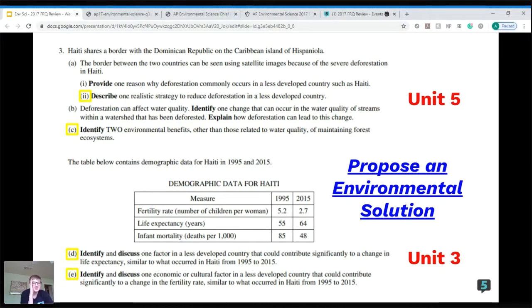All right. So it says, identify and discuss one economic or cultural factor. Economic means money. Cultural means culture, religion, things like that. Make sure that when they say economic and cultural, you don't reference something that's social. Don't reference the crude birth rate going down, because that's not an economic or cultural factor. An economic factor could be that gross domestic product, GDP, increases. A cultural factor could be that fewer people practice a certain religion, so now they accept birth control more in their society. You have to connect it to something that's economic or cultural.